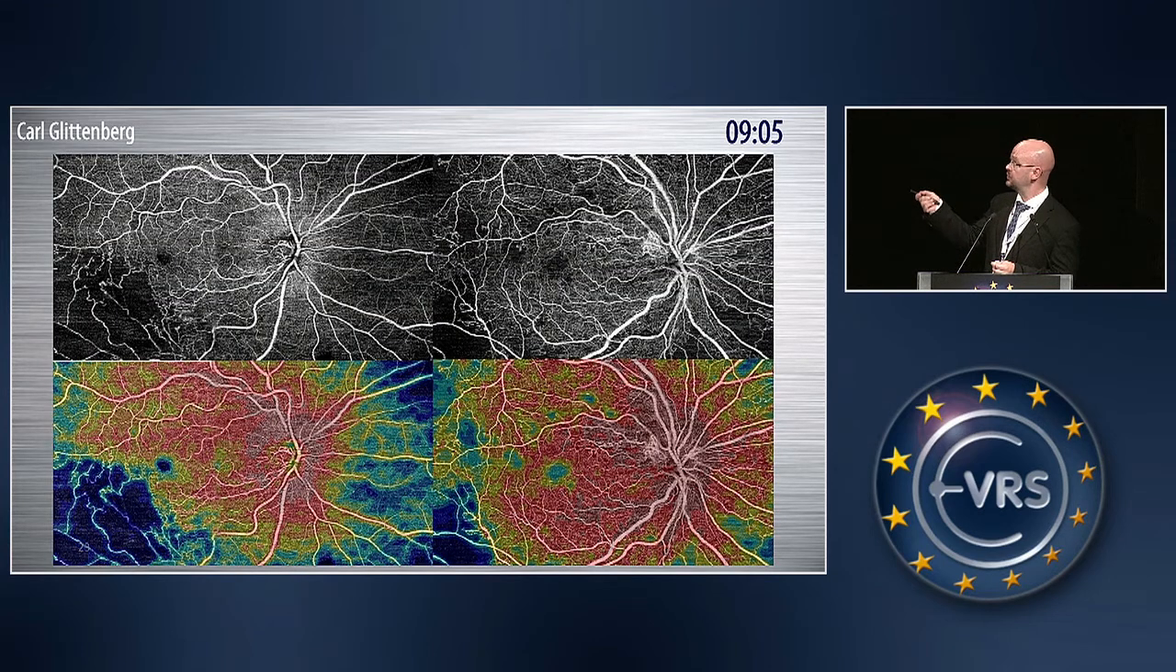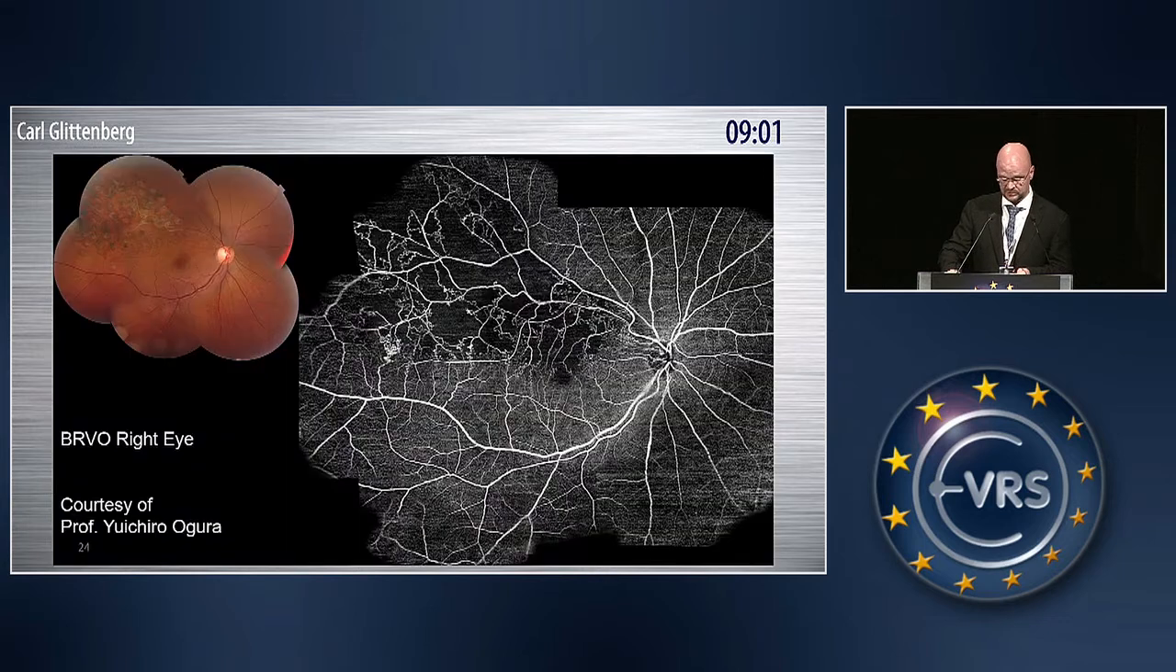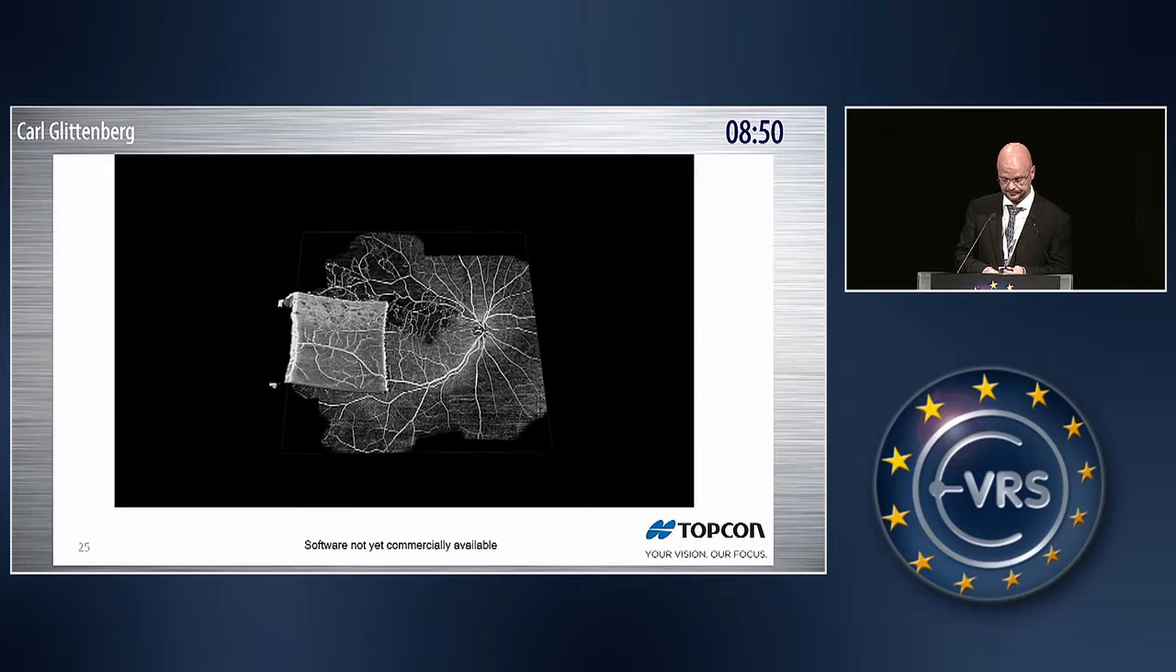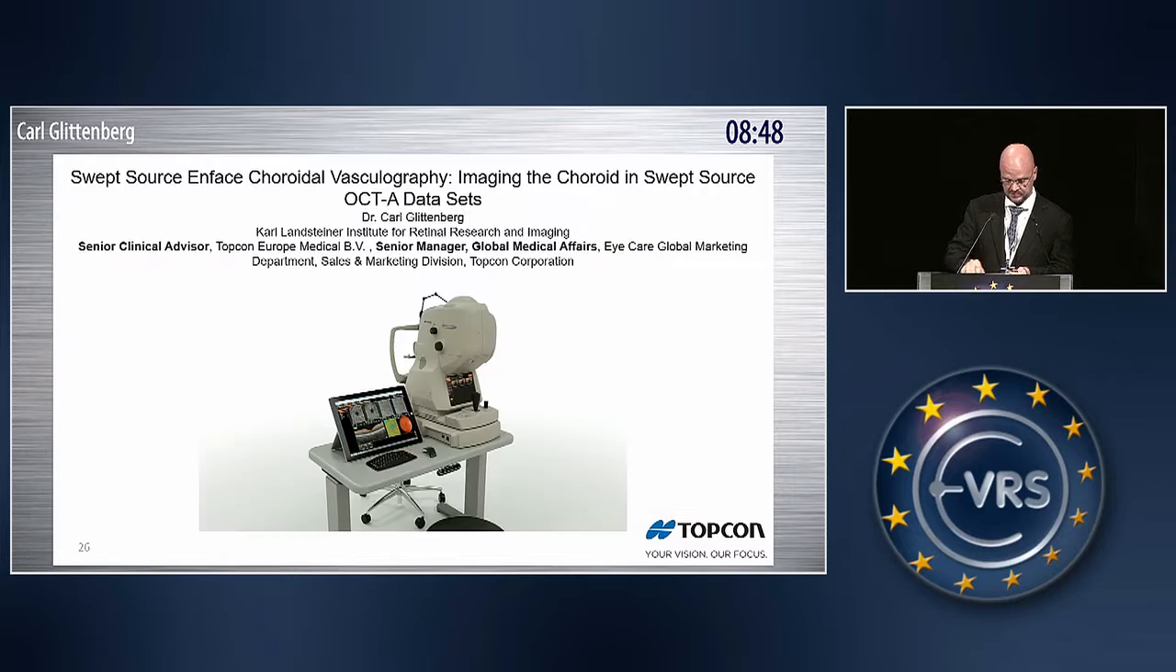Of course, if you want to do real screening for ischemia, you need much larger scan areas, so it's possible to get mosaic scans up to 20 by 20 millimeters so that you can really scan for ischemic areas in branch retinal vein occlusions or diabetic retinopathy. So let's skip this because of time.